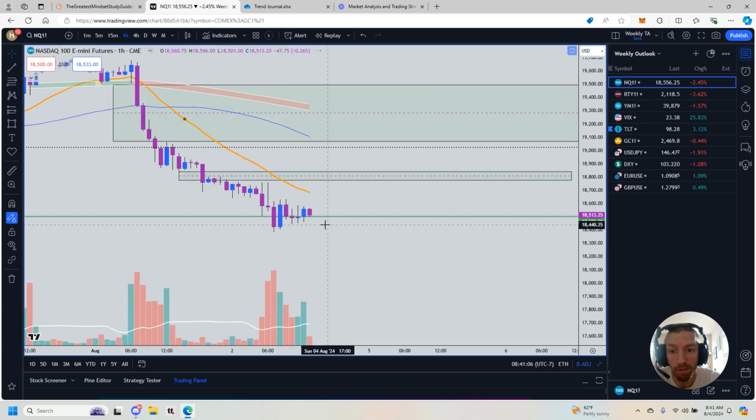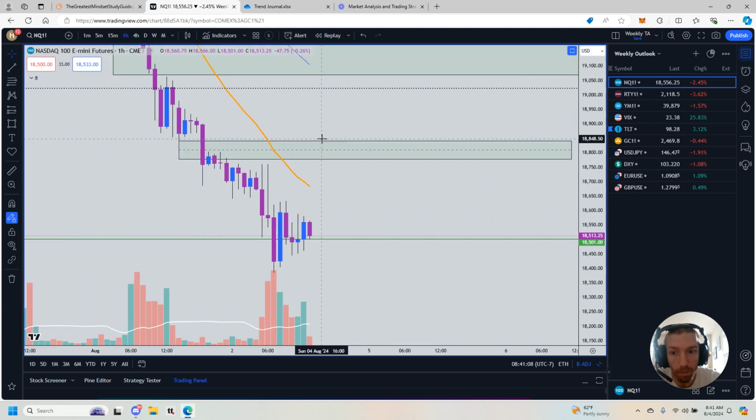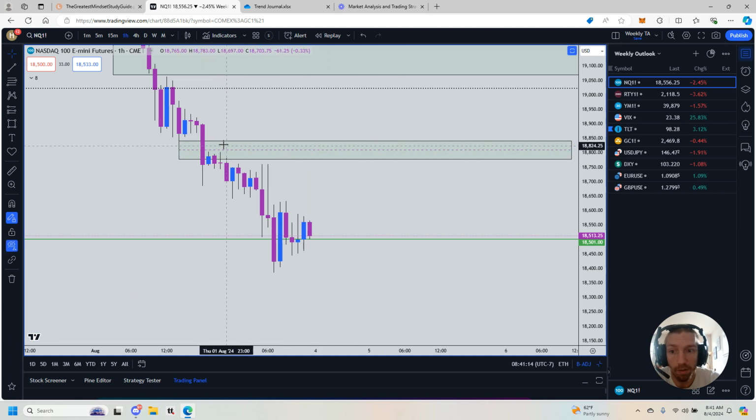And just kind of see what we have there. So first level I would be looking for to bounce would be this 18,800. And that would be that moving the fair value gap in the 4 hour. It's also a fair value gap in the 1 hour and a nice set of equal highs right here. So very clean, very easy level to target.